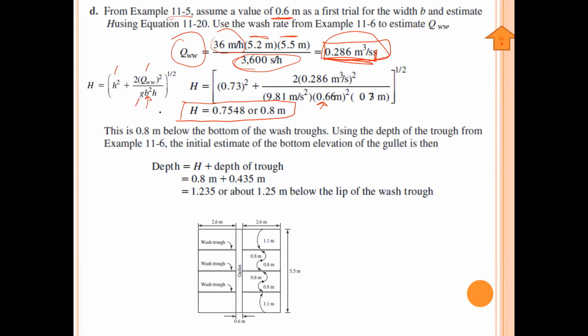Remember, this 0.8 meter is below the bottom of the wash trough. Because the wash trough depth we calculated, the total depth of the bed is 0.8 meter. So this one is just below the bottom of the wash trough. We start from here, okay, we will start from here. Then we will have H.